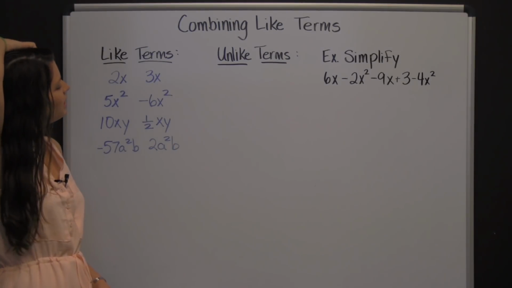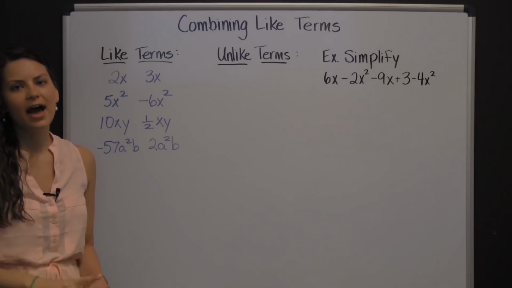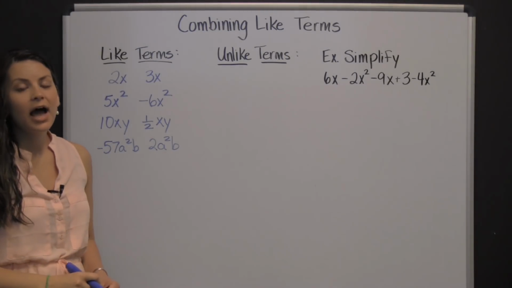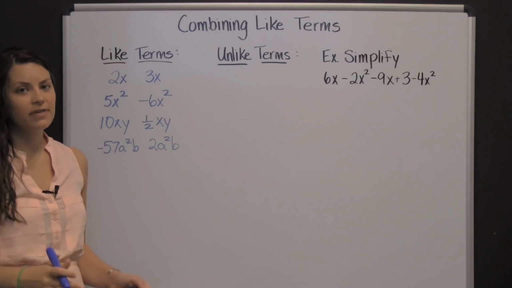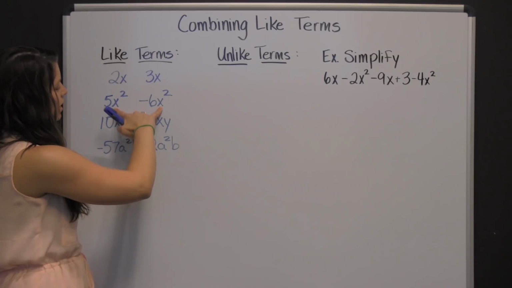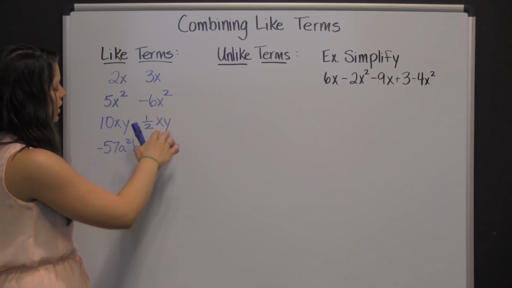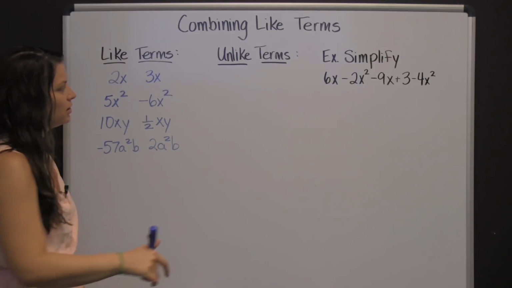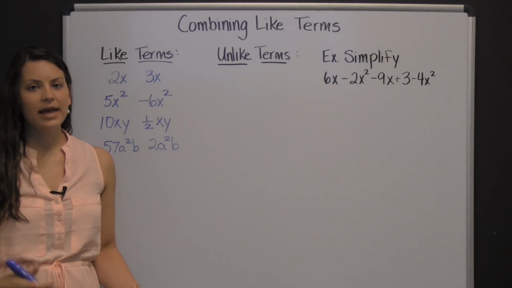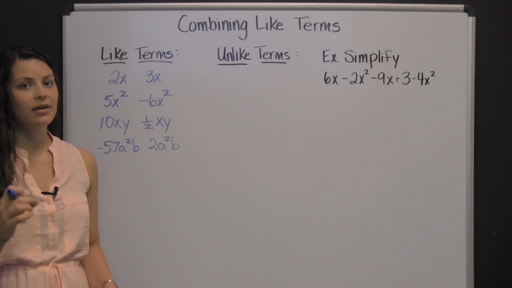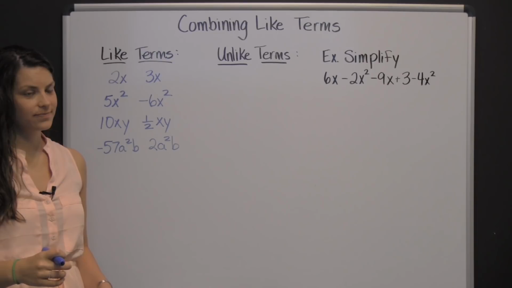So looking at these, what do you see that they have in common? All like terms have matching variables: x and x, x squared and x squared, xy and xy, a squared b and a squared b. So in order to be like terms, they must have the exact same variable factor.